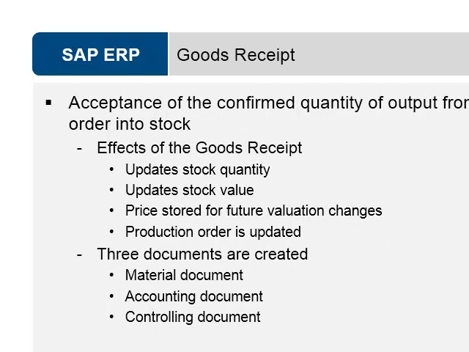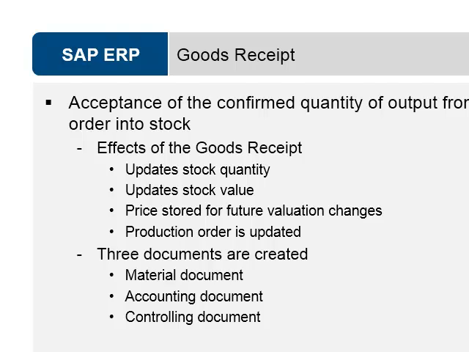At the end of the order, you are producing certain goods, and of course these goods need to be stored in stock. So that's when you create the goods receipt, accepting the confirmed quantity of output from the production order into stock. You are putting that back into stock. Of course that will result in an increase in stock, in the number as well as in the value. And you also have evaluation changes, based on the cost of production.